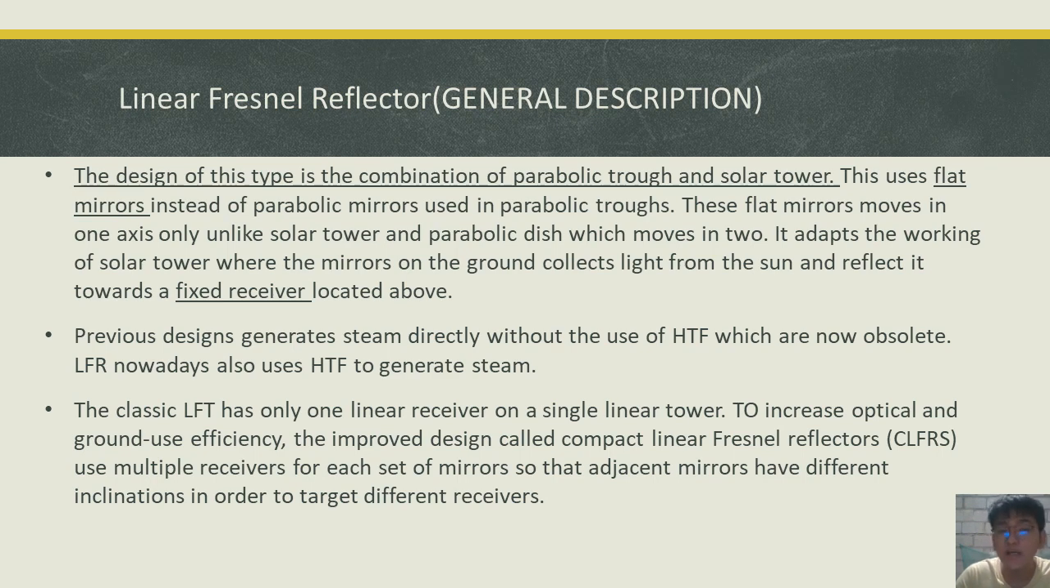The classic LFR has only one linear receiver on a single linear tower. To increase optical and ground use efficiency, the improved design called compact linear Fresnel reflector uses multiple receivers for each set of mirrors, so the adjacent mirrors have different mirror inclinations in order to reach the different receivers.